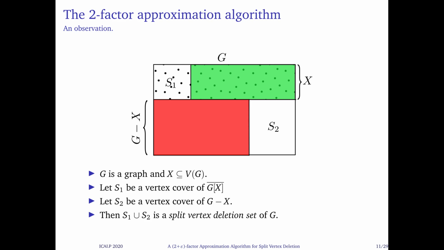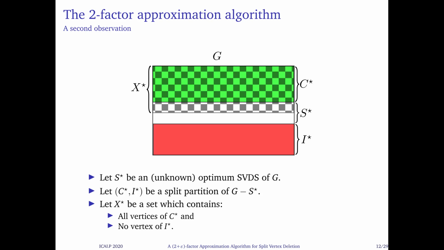S1 is a vertex cover of the complement of G of X. Therefore the green part is an independent set in the complement of G, which means the green part is a clique in G. S2 is a vertex cover of G minus X, which means the red part is an independent set in G. That is, the green part is a clique in G and the red part is an independent set in G. This implies that the union S1 union S2 is a split vertex deletion set of the graph G. So that was one observation.